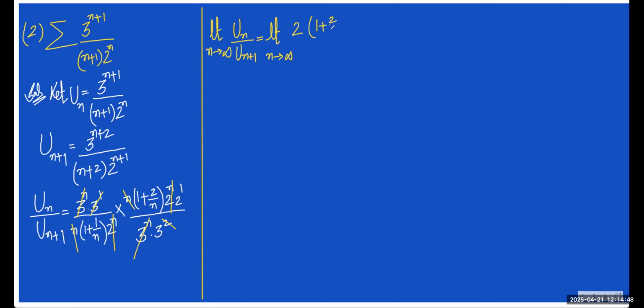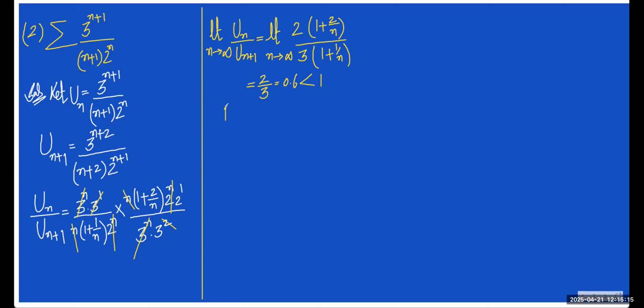If you want, you can take 2 outside. Here 1 plus 1 by n into 3. So 1 plus 1. As we know, after applying the limit, the 2 by n and 1 by n parts will become 0. So we get only 2 by 3. 2 by 3 means how much? Mathematically, it is 0.6, which is definitely less than 1.